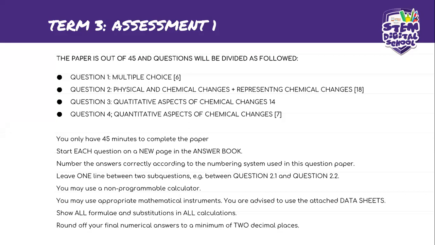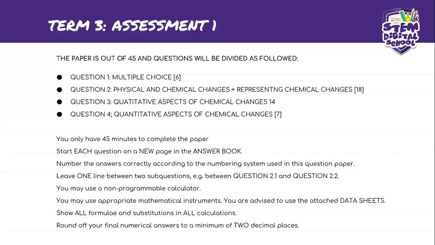If you've got your books and papers, there are just a few things that I need you to know. The paper is out of 45. The questions will be divided as follows. Question one, the multiple choice. Question two, physical and chemical changes and representing chemical changes. Question three is going to be quantitative aspects of chemical change, and question four will also be quantitative aspects of chemical change. All of this is going to constitute 45 marks.